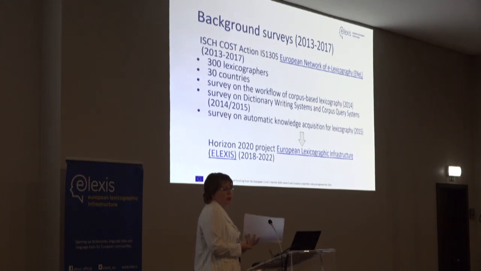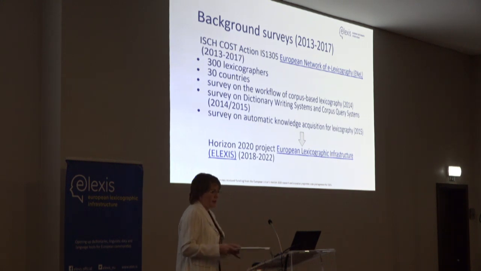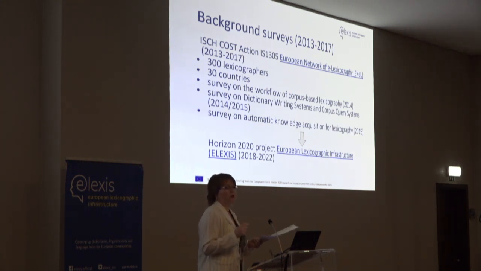The second survey was on dictionary writing systems and corpus query systems, and this showed that the evident trend was that open source and commercial corpus query systems actually met the needs of lexicographers. But it is a completely different picture with dictionary writing systems, and it still remains a little bit the same. And on automatic knowledge acquisition, there were this time already 13 types of lexicographic units that you can extract automatically. It turned out that the most frequently extracted were frequency, example sentences, and lemma lists.